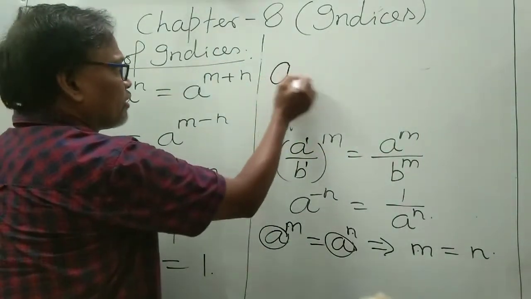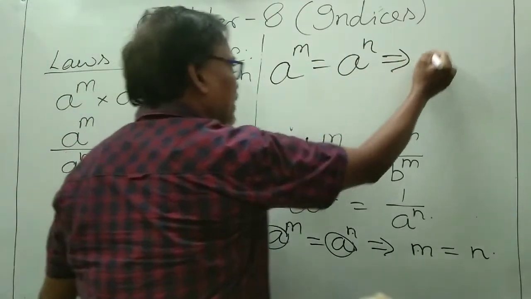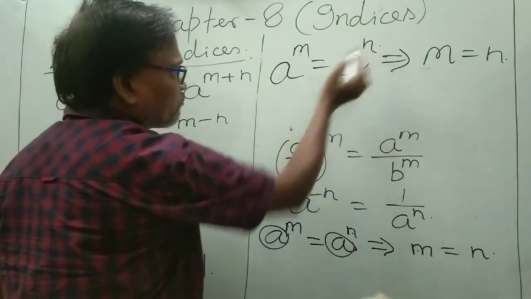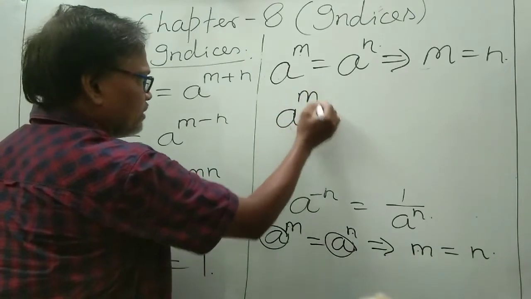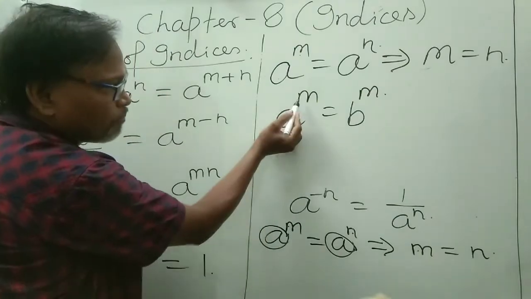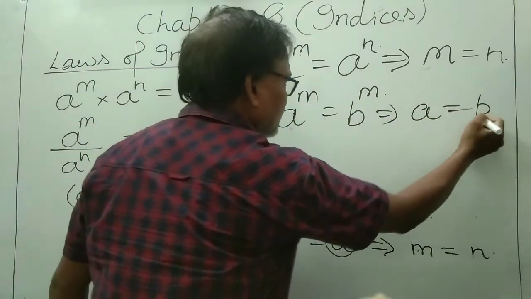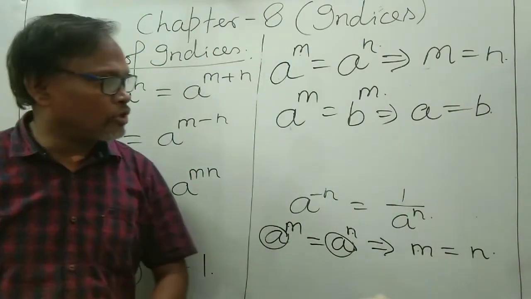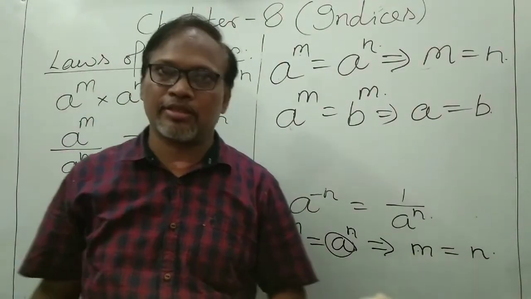A to the power m is equal to a to the power n means m is equal to n. मतलब bases are equal, so powers will be equal. Similarly, if a to the power m is equal to b to the power m, in that case the powers are equal, so the bases will be equal, means vice versa. Both are correct in both the senses. So these are the laws that you will study or you will use in this exercise.